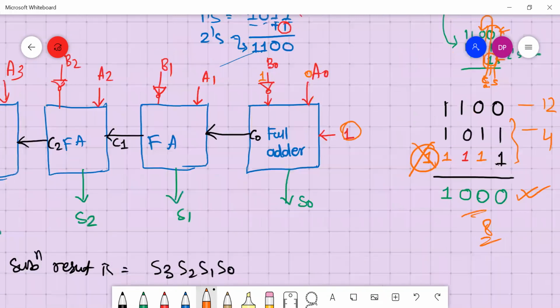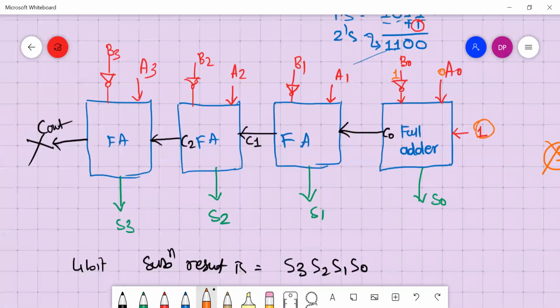So this is the block diagram of the 4-bit parallel subtractor, right? So I guess it is clear to all of you: half subtractor, full subtractor, and 4-bit parallel subtractor, right?